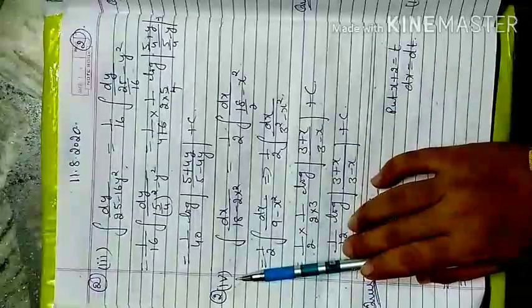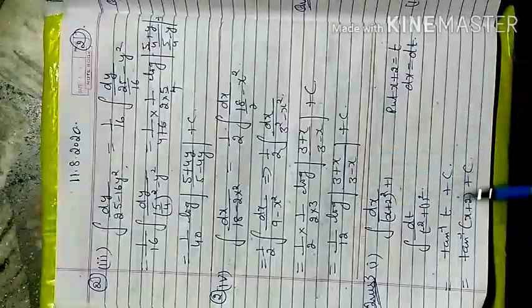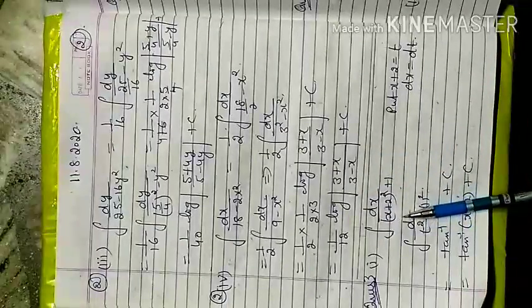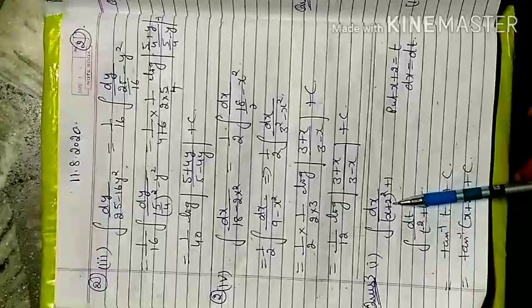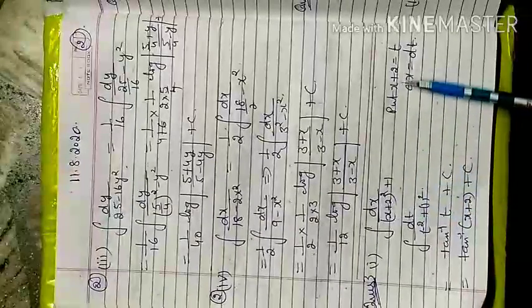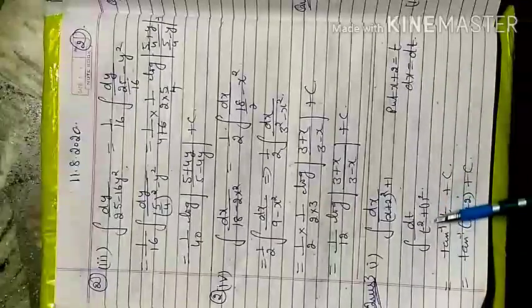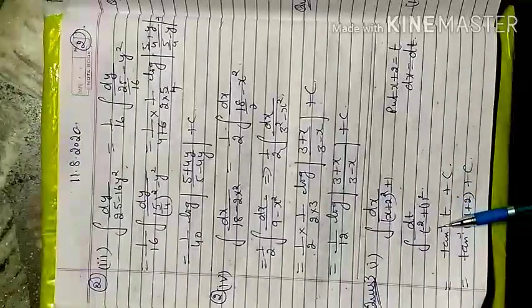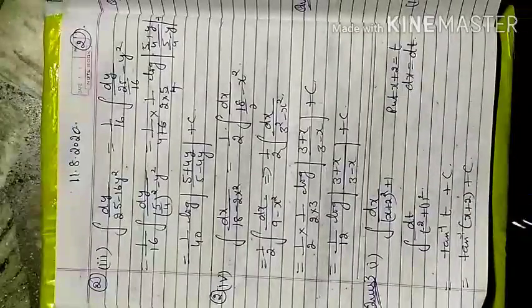Next, second question, fourth part, again you take 2 common, apply the a square minus x square formula. Here in the third question, if there is a term added in the variable part, like x plus 2 whole square plus 1, first we consider x plus 2 as t, dx changes to dt, so that becomes dt by t square plus 1, and your tan inverse formula, tan inverse t, replace t back into x plus 2 form.